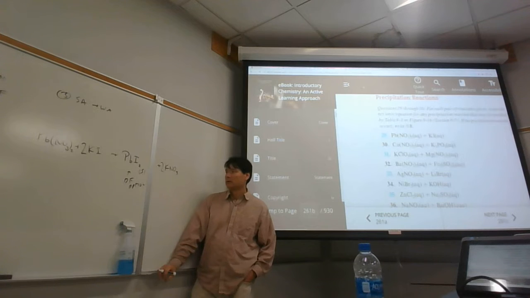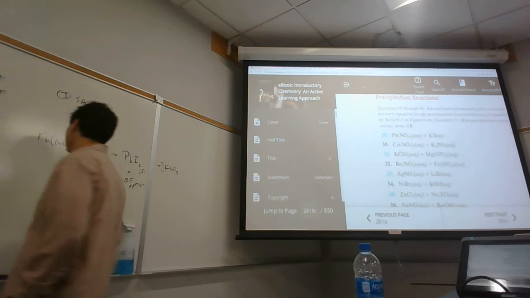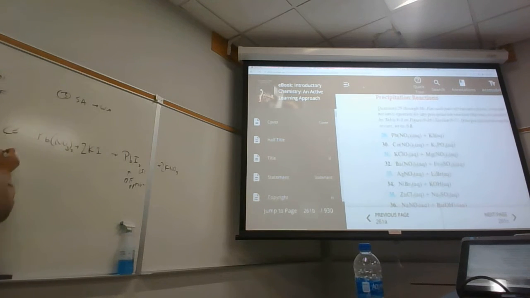So, since I broke this up here, we might as well finish this. This would be called the CE. What would the IE look like? Do we ionize the strong electrolytes? The strong electrolytes are the strong acids, strong bases, and soluble salts. So here, this is a soluble salt. All nitrates are soluble. It doesn't matter what it's attached to. All nitrates are soluble, and so we ionize it into the ions. So this is going to form Pb2+ and 2 nitrates.